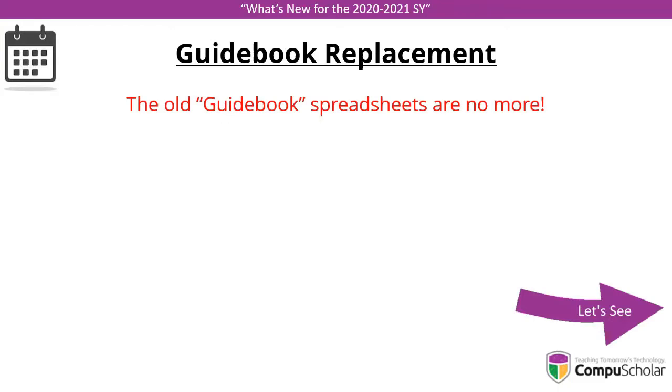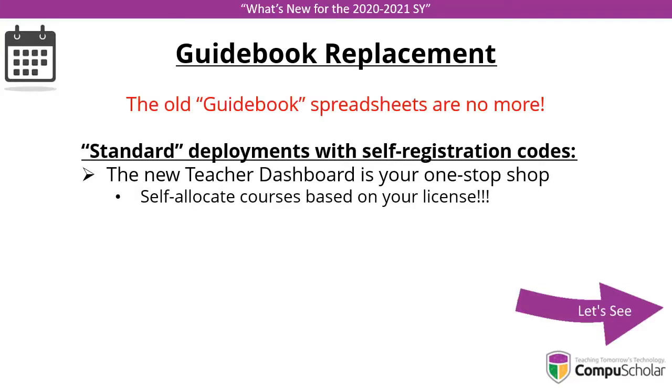So the first thing we want to talk about are the guidebooks. And those of you that have been around for a while probably remember our guidebooks as those online spreadsheets where we would distribute the course registration codes for those of you that are using a standard deployment model, and that is also where we list contact information. So we're actually moving away from the guidebooks, and all of that information and administration will be replaced by your new teacher dashboard.